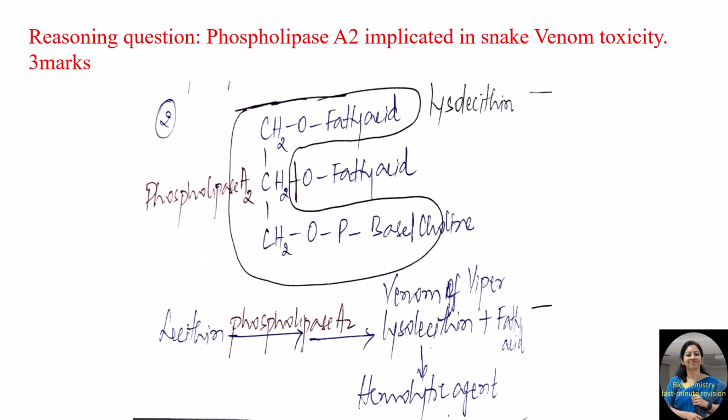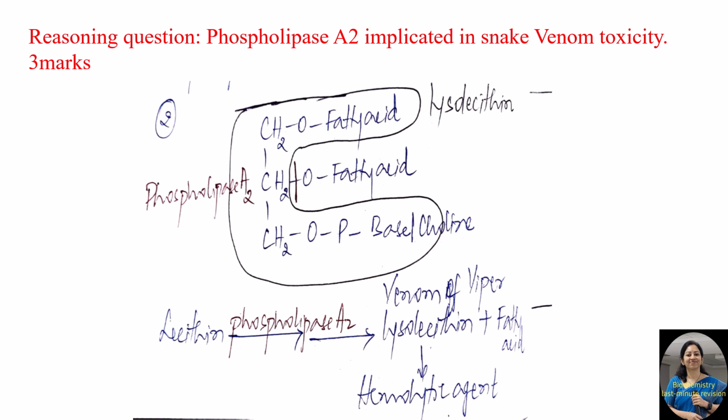Now coming to reasoning based questions, phospholipase A2 has been implicated in snake venom toxicity. So this is asked for 3 marks. Now you need to write the structure of phosphatidylcholine, that is lecithin. Now the 3 carbon atoms of the glycerol are attached to fatty acids. So we have a saturated fatty acid at C1, unsaturated fatty acid at C2, and at C3 a phosphate group and the nitrogenous base choline is there.